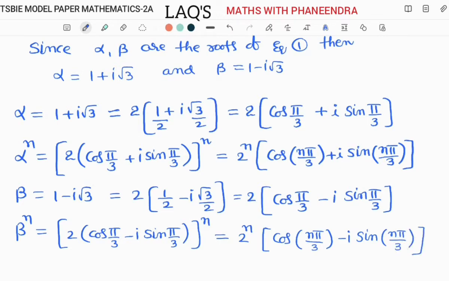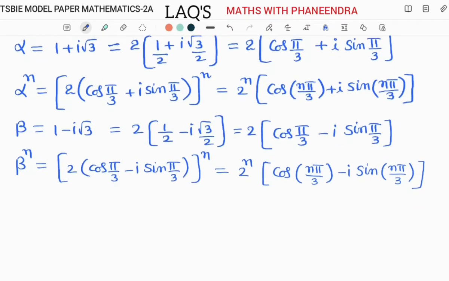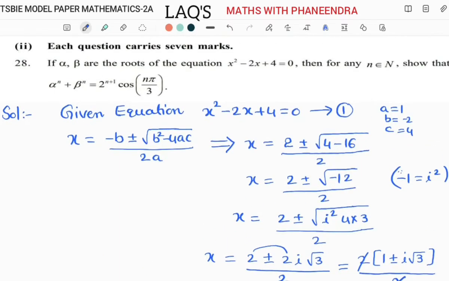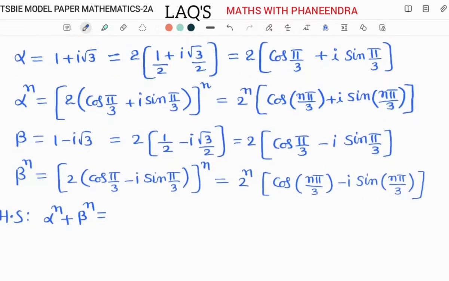So after getting the values of alpha power n and beta power n, consider LHS. They are asking to prove the result: alpha power n plus beta power n is equal to 2 power n plus 1 into cos n pi by 3. That's what we are going to prove.